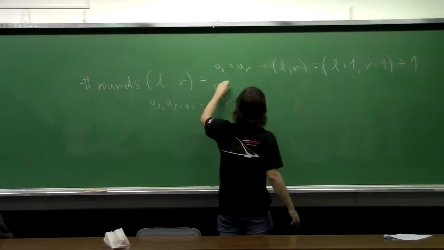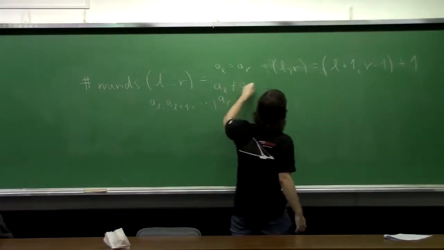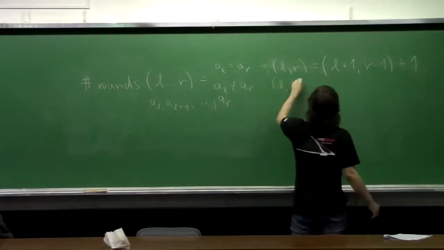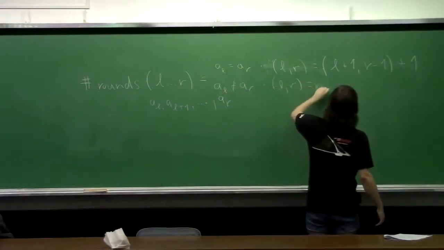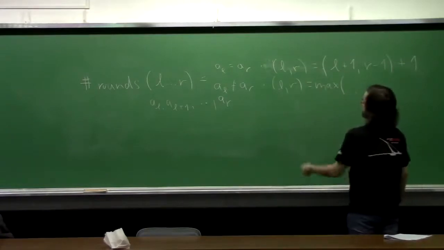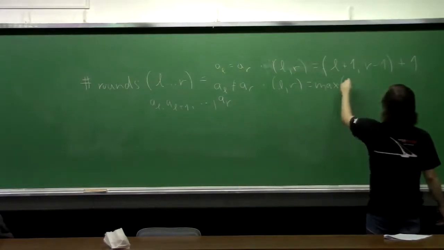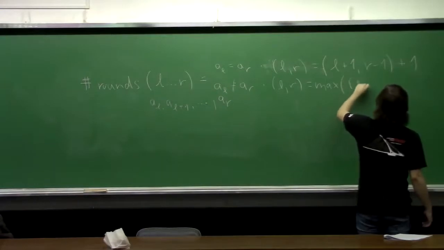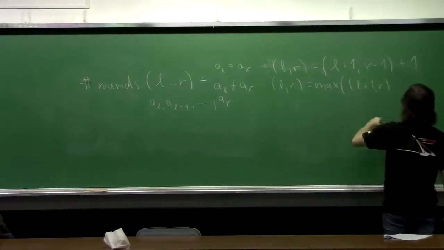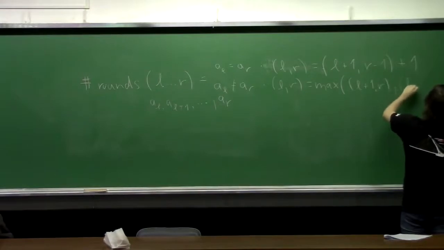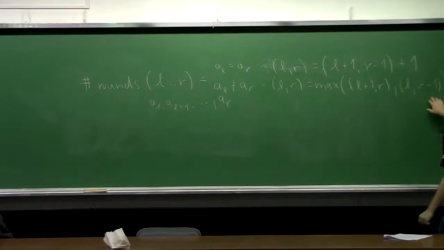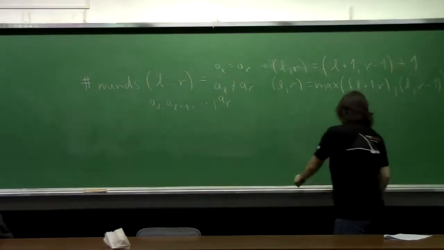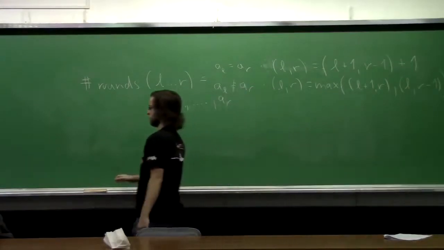But if AL doesn't equal AR, then we can either discard the leftmost deck or discard the rightmost deck. So the number of rounds for this state is the number of rounds for state L plus 1, R, which is when the leftmost deck is discarded, and L, R minus 1, which is when the rightmost deck is discarded. This is the very standard DP solution.